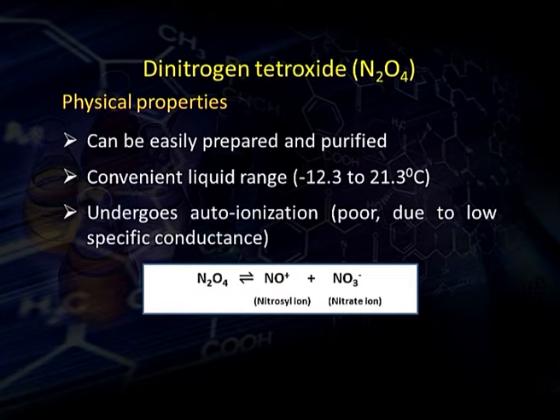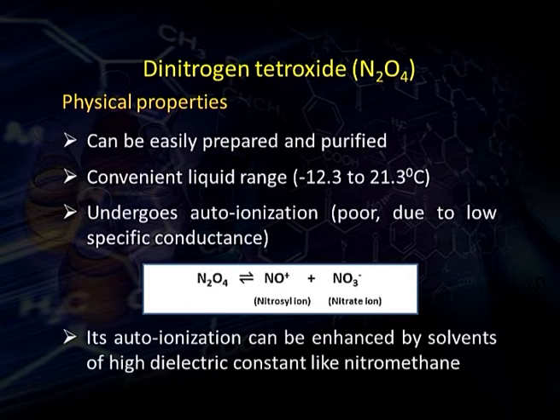N2O4 undergoes autoionization, though the autoionization is poor due to low specific conductance, and on autoionization it gives a nitrosyl ion, which is NO positive, plus a nitrate ion, which is NO3 negative. Since the autoionization is poor, it can be enhanced by solvents of high dielectric constant like nitromethane. It means that if we add nitromethane or any other solvent with high dielectric constant, its autoionization can be increased.